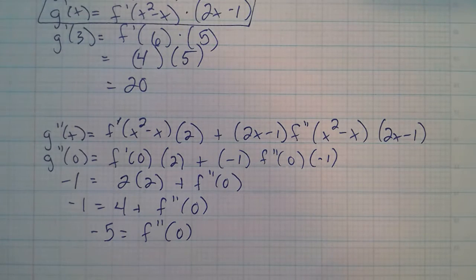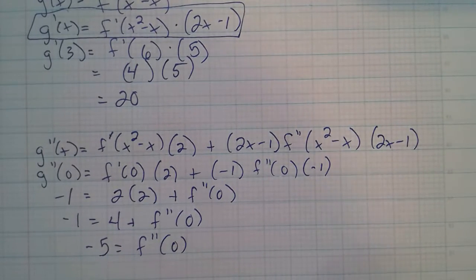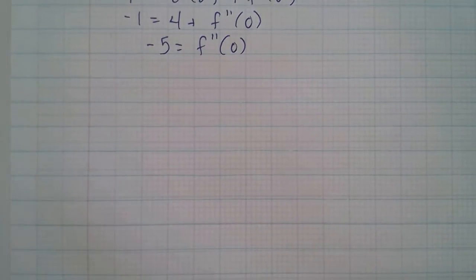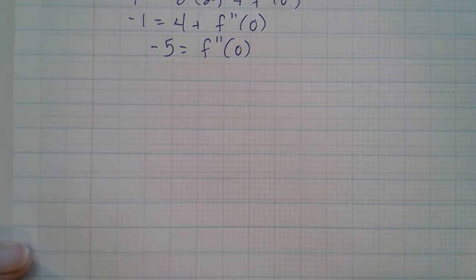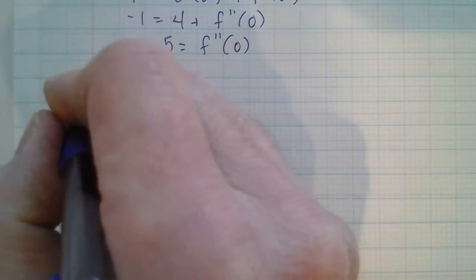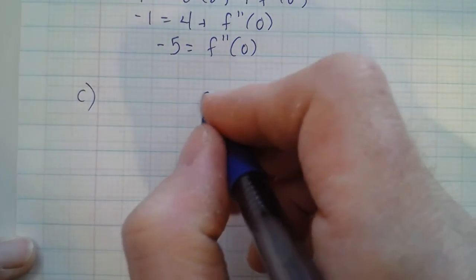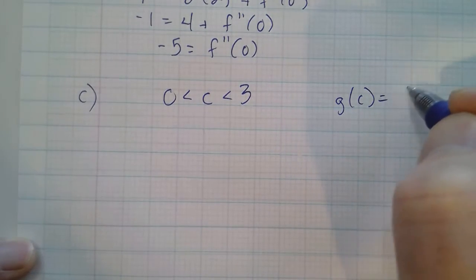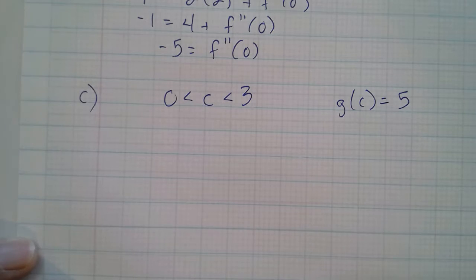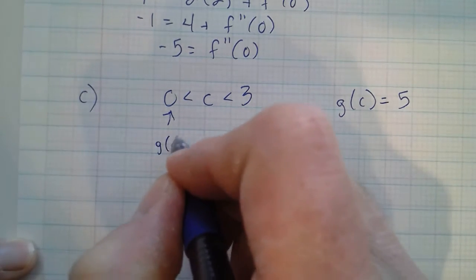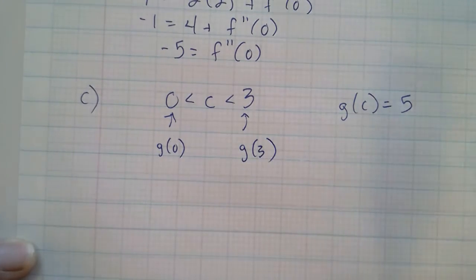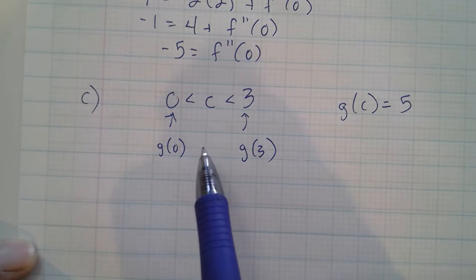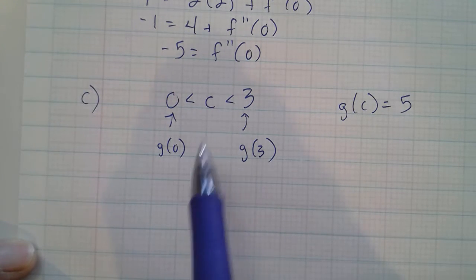All right, and then part C says, boy, they sure do like the intermediate value theorem. So this is just another one of those. So for part C, if c is between 0 and 3, is there a point where the function is 5 in that interval? So what you need to figure out is what g of 0 is and what g of 3 is, and if 5 is in between them. We know the function g is continuous. I'll explain that here in a second.